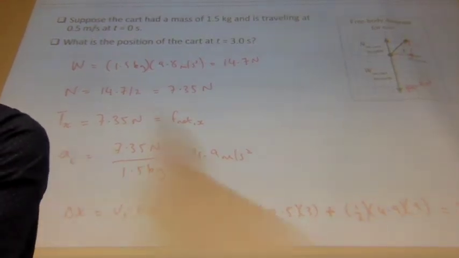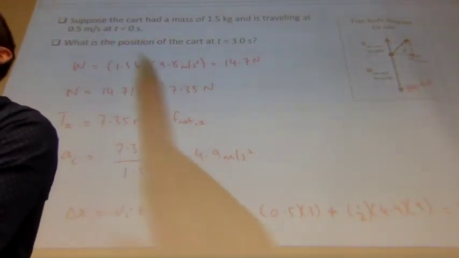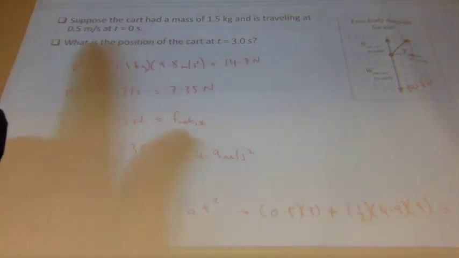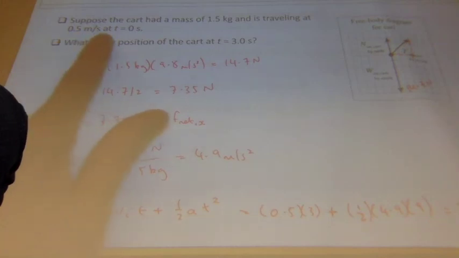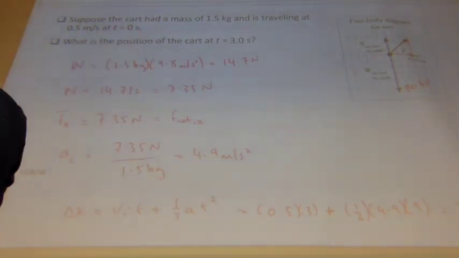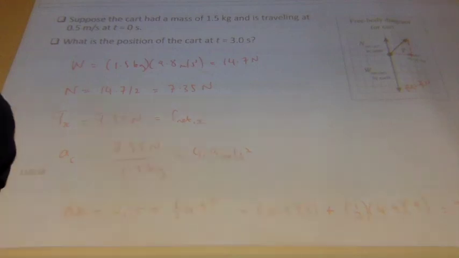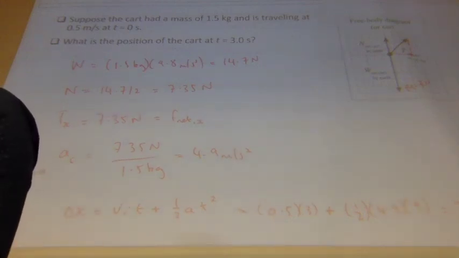So like I said, I didn't give you enough information to find the position because I didn't give you the initial position of the cart. I should have said, suppose the cart is traveling at 0.5 meters per second and it's located at x equals 5 meters, and then you would add that to this. This only gives you the delta x, the change in the position. So I would have had to give you the initial position to find the final position.